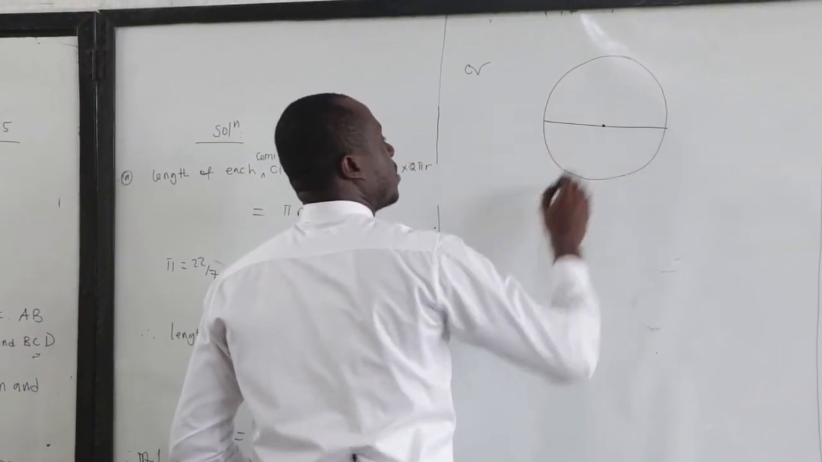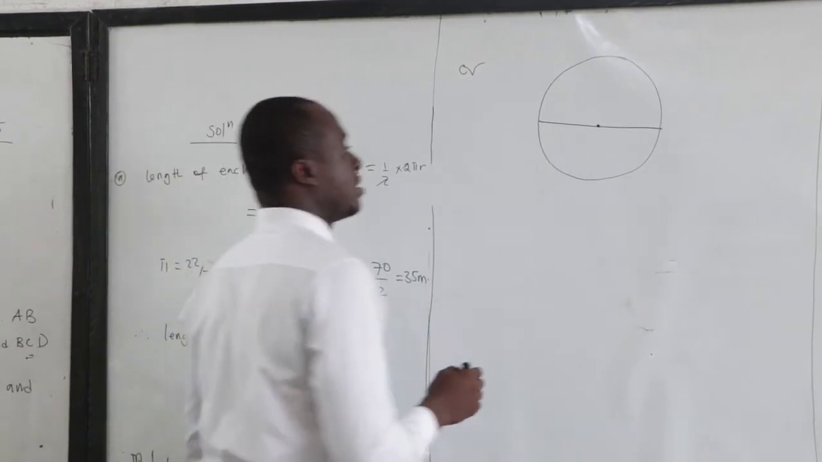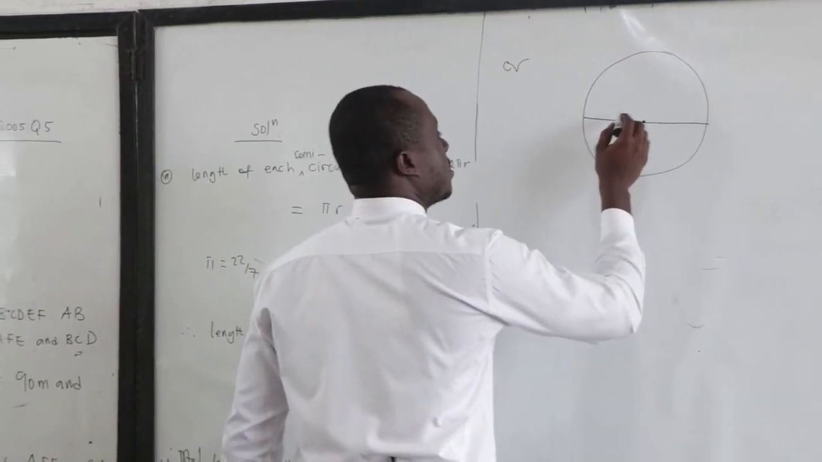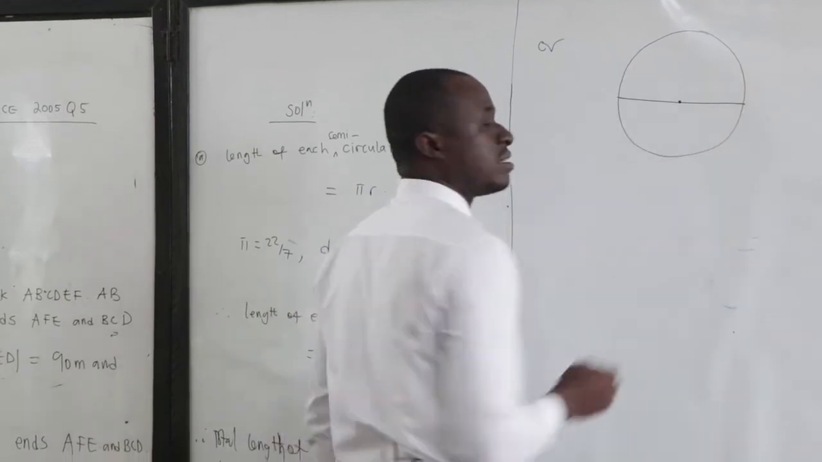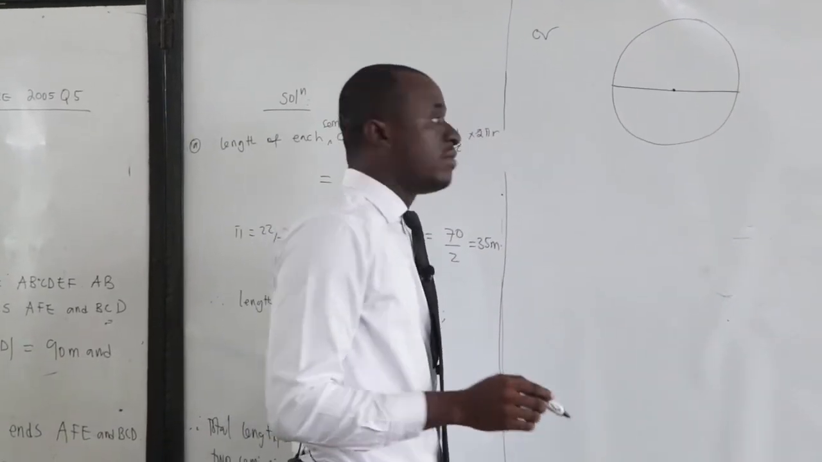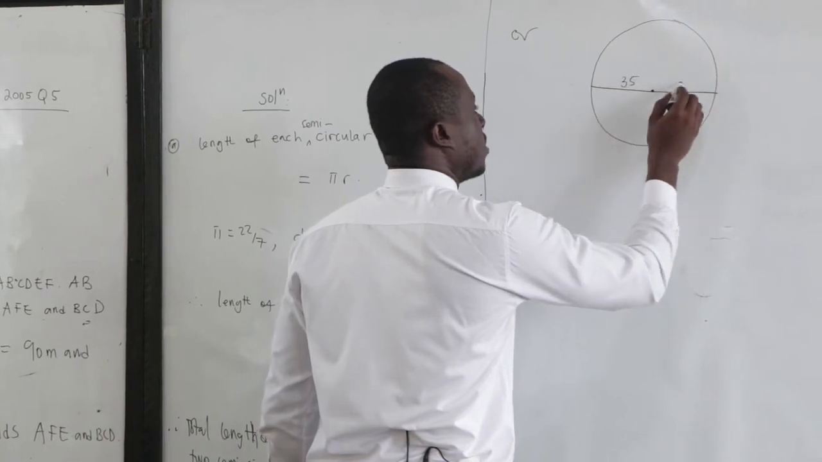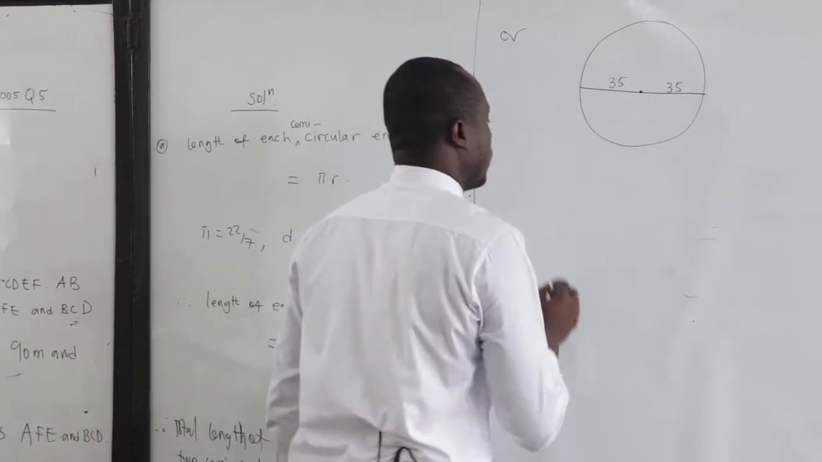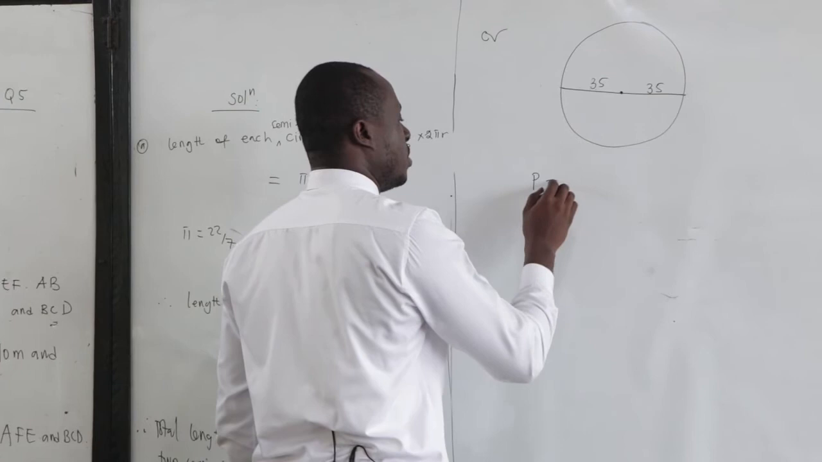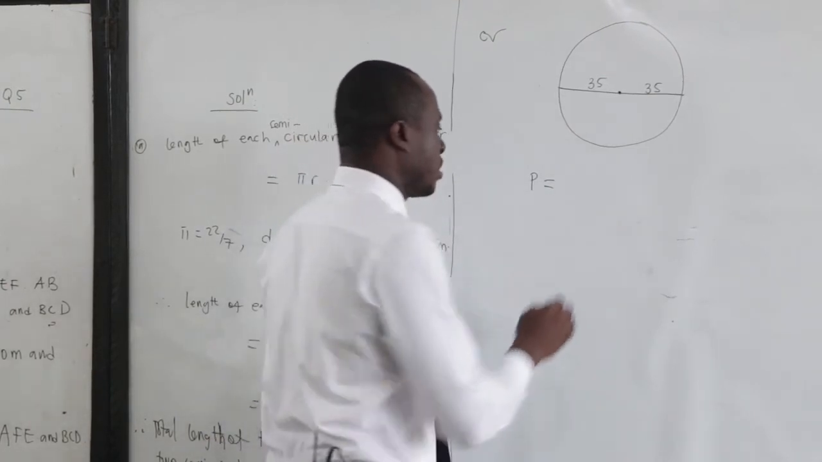Now, what is this side? This side is from here to here. That's the diameter, and it is 70. So clearly we can say that this is 35 and this is also 35. Now the perimeter of a full circle, that is what?